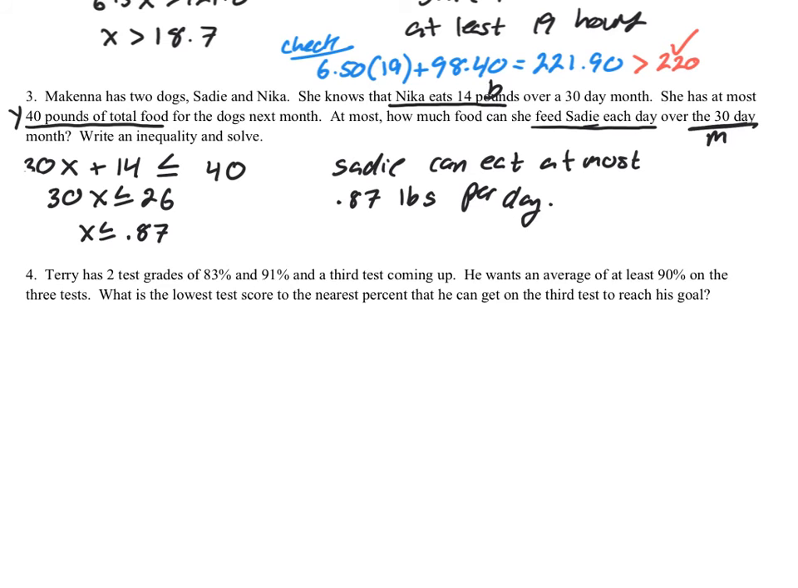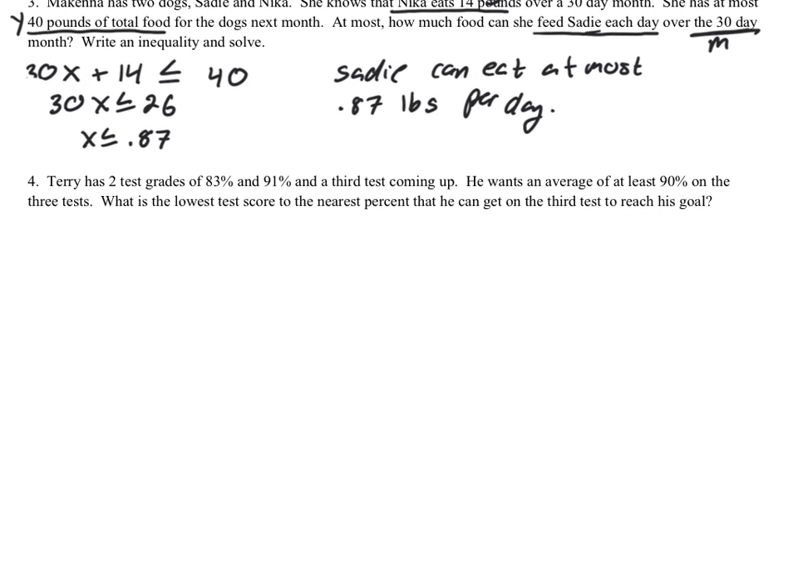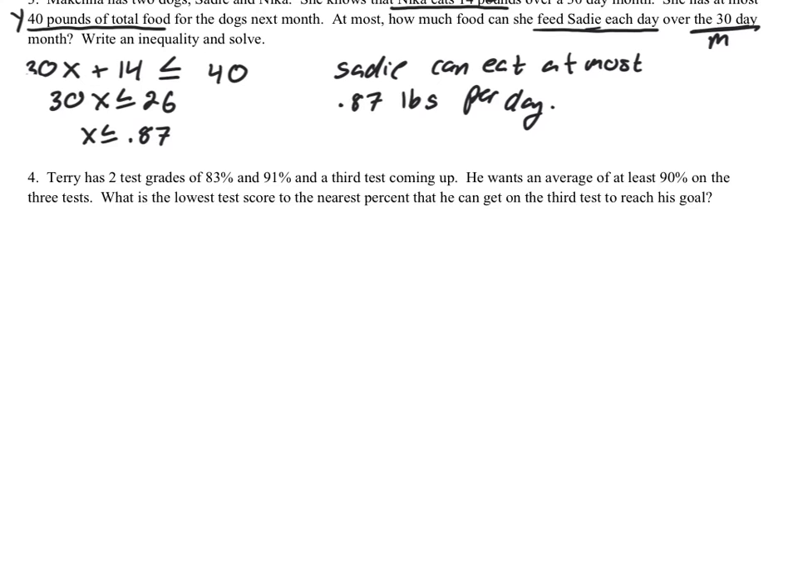Okay, last problem. Terry has two test grades of 83% and 91% and a third test coming up. He wants an average, so there's an important word, of at least 90% on the three tests. What's the lowest test score to the nearest percent that he can get on the third test to reach his goal? Okay, so this one's a little bit different because we're talking about an average. For an average, we take the sum of the numbers divided by how many numbers there are. So that's just kind of shorthand there.